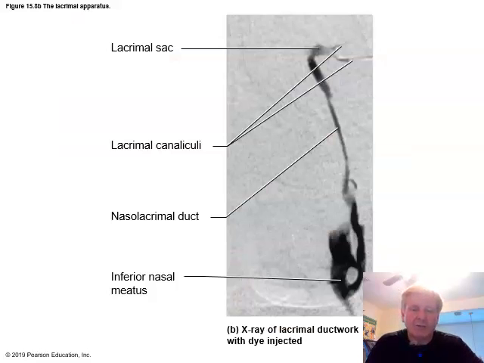And there's an X-ray of lacrimal ductwork with a radiographic opaque dye, so that a lot of times these ducts get obstructed. The person can't produce tears, which are protective, and they have to sometimes have it cleared. But that just shows you the lacrimal sac, the lacrimal canaliculi, the ducts that take the tears, then they eventually drain into the inferior nasal meatus. So that should be clear all the way up.